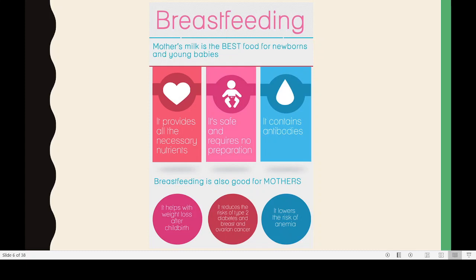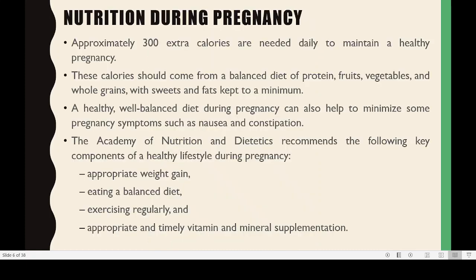So this ovarian cancer as well as uterine cancer are quite common, and breastfeeding can reduce the incidence of this cancer to a large extent. Then another problem is the development of anemia. Anemia for the mother can also be reduced by practicing breastfeeding. So these are the advantages which are benefited by the baby as well as by the mother.